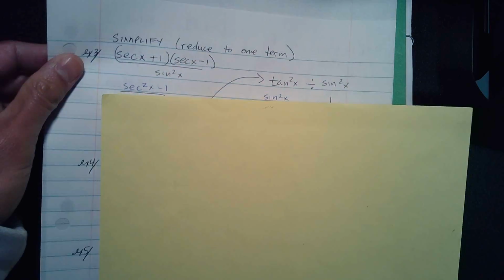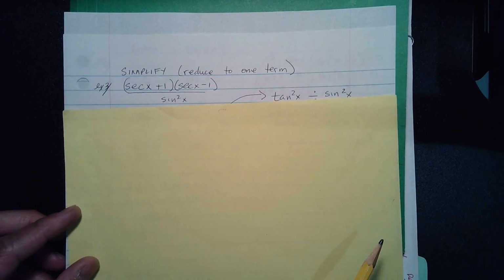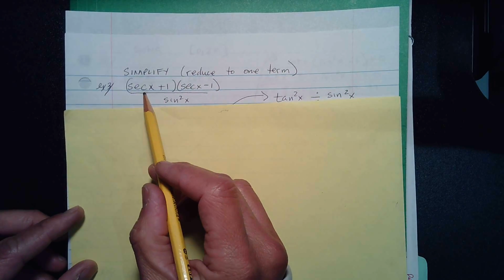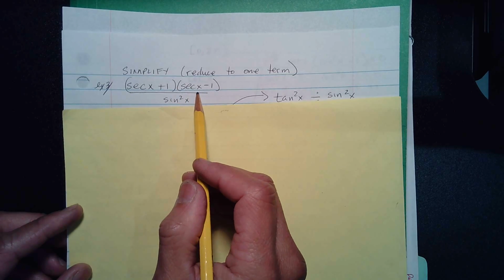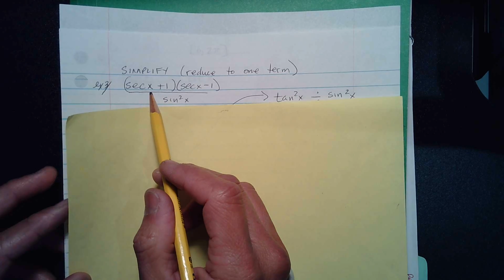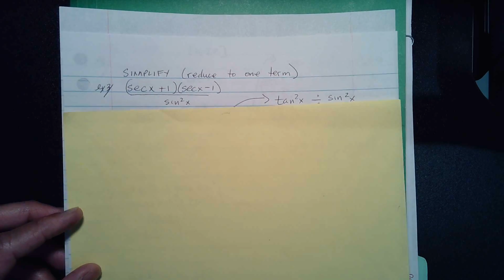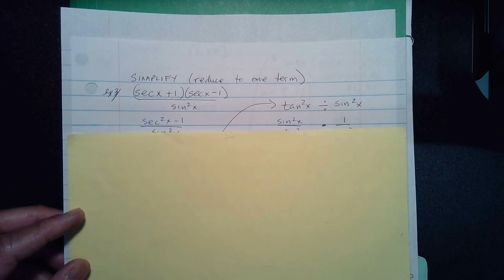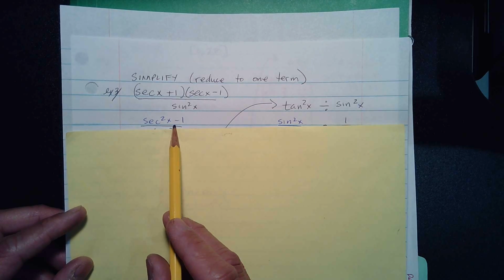Example 3. Simplify. When you see the word simplify, reduce it to one term if possible. So secant x plus 1 times the quantity secant x minus 1 over sine squared x. When you multiply these two, this is the sum times the difference of the same two values. So we get a difference of two squares, secant squared x minus 1.